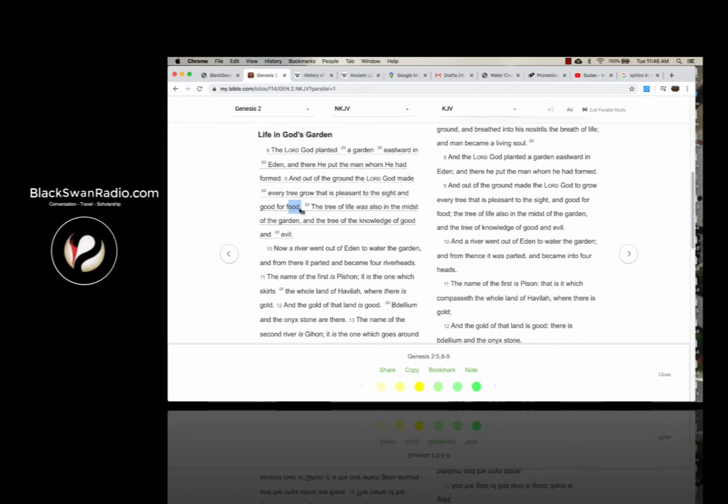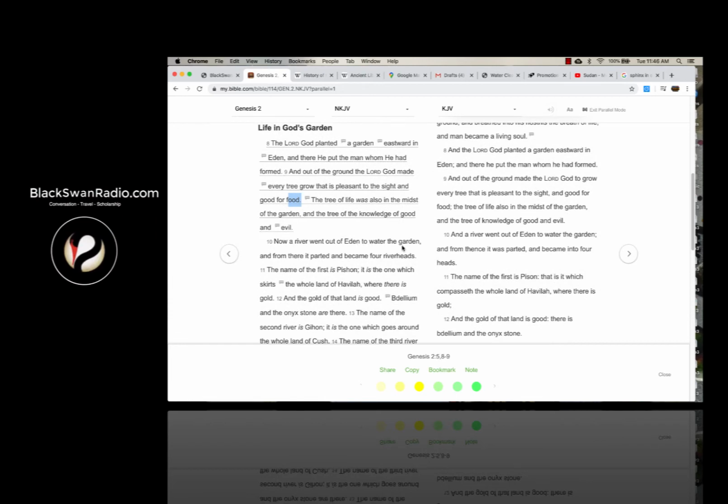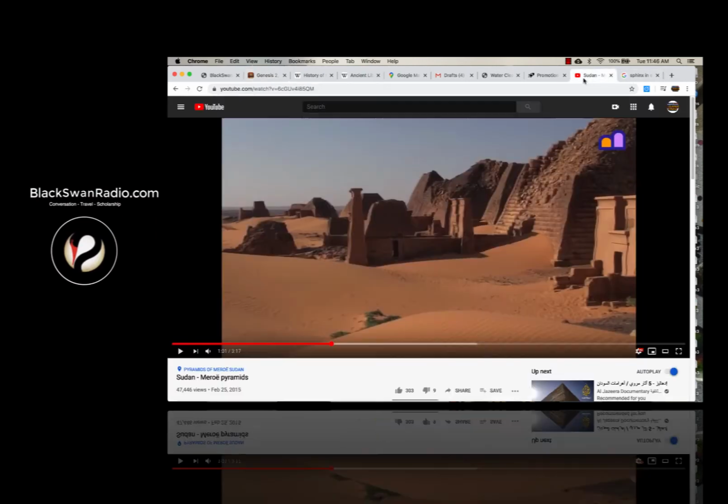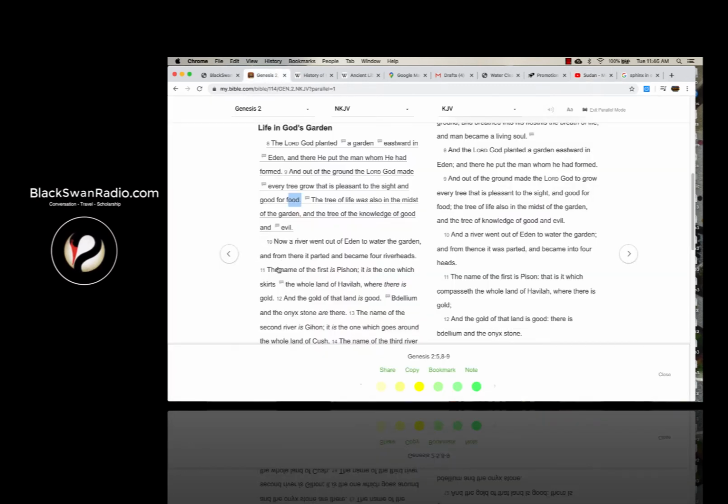All right, so good for food, pleasant to the sight, the tree of life, the tree of knowledge. Now a river went out of Eden and watered the garden. We've seen that in the Sudan. I mean, we already went past that. And part of it became four river heads. So let's get some specific. It says the name of the first is Pishon. Pishon is the name of the first river.